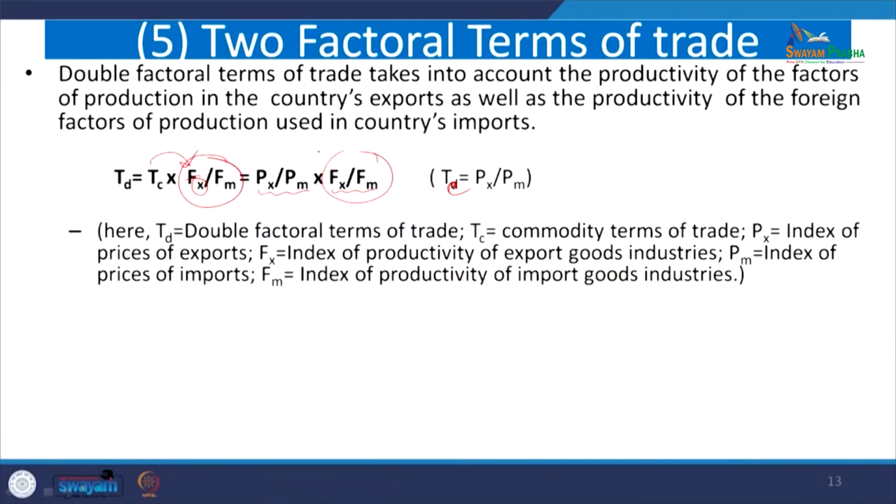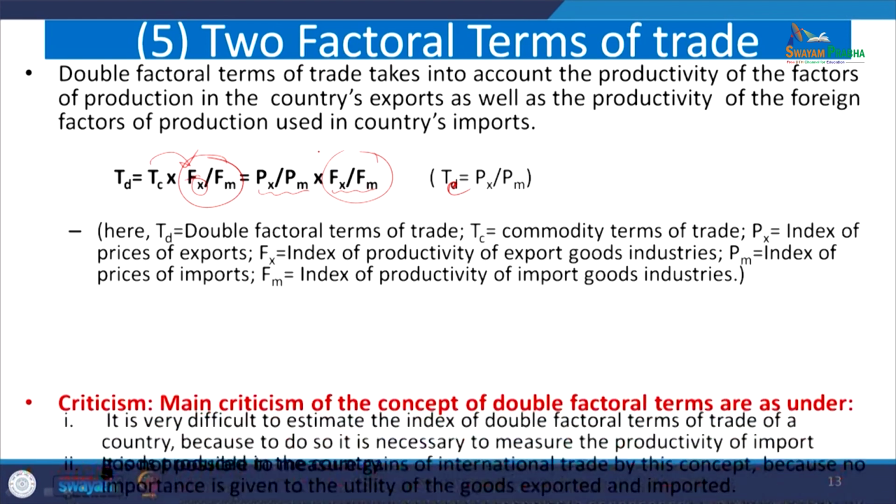So, the foreign factors used in the imports and the domestic factors used in our export basket give a ratio that determines the double factorial terms of trade.